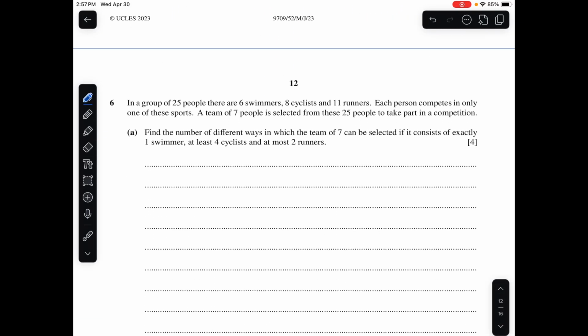Question number 6. In a group of 25 people, there are 6 swimmers, 8 cyclists, and 11 runners. Each person competes in only one of these sports. A team of 7 people is selected from these 25 people to take part in the competition. Find the number of different ways in which the team can be selected if it consists of exactly 1 swimmer, 4 cyclists, and at the most 2 runners.